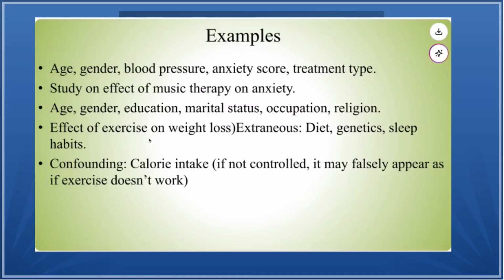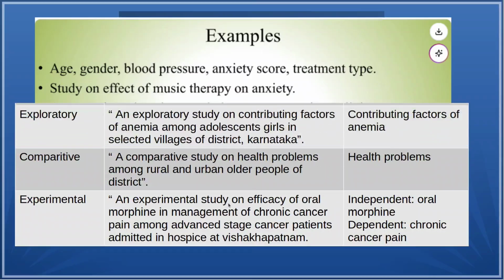So diet, genetics, sleep habits are the extraneous variables, which you don't mention in the problem statement, but which will change by the end of the study. These all have influence on your result. So it is what diet the patient is taking, their genetics, their body type, sleep habits. Confounding variables are, for example, calorie intake, if not controlled. What type of diet they are taking, calorie intake, if not controlled, may falsely make it appear that exercise does not work. So diet also indirectly has control over the weight loss. Those types of variables are called confounding variables.